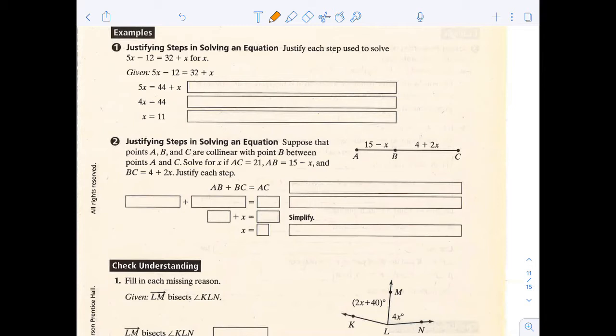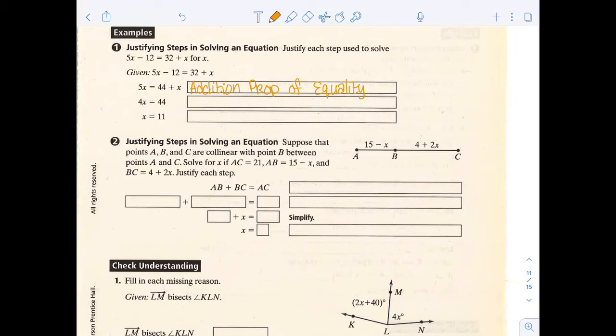First is justifying steps in solving an equation. So we're just going to justify each step they used in solving 5x minus 12 equals 32 plus x. So first, it looks like they added the 12 over to the 32. Since they added, that's the addition property of equality. It says we can add the same thing to both sides. It won't change the outcome of your answer.